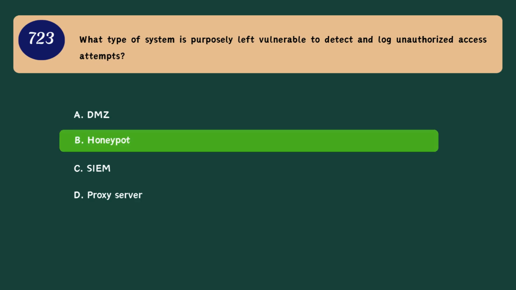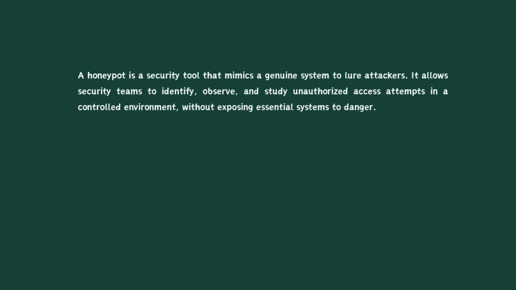Correct answer. B. Honeypot. A honeypot is a security tool that mimics a genuine system to lure attackers. It allows security teams to identify, observe, and study unauthorized access attempts in a controlled environment without exposing essential systems to danger.